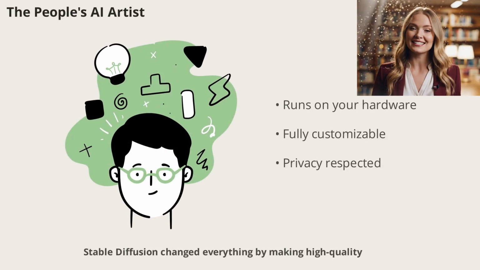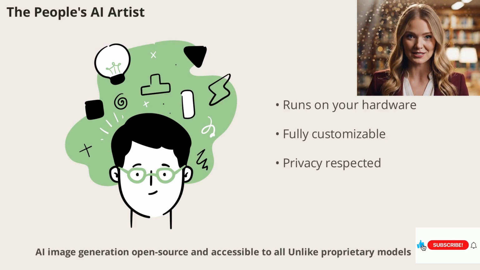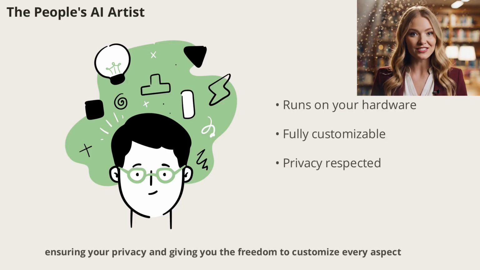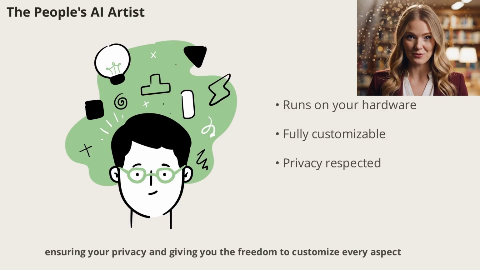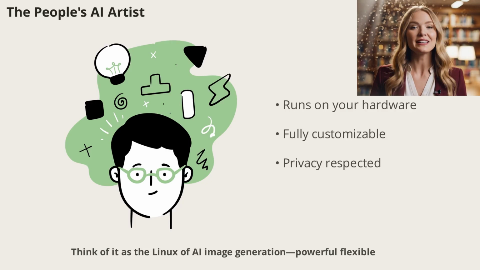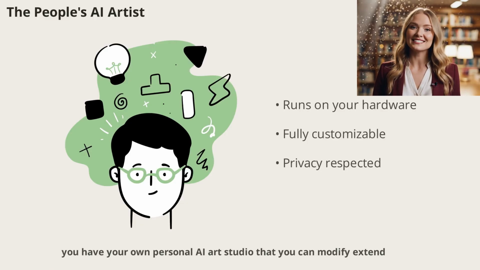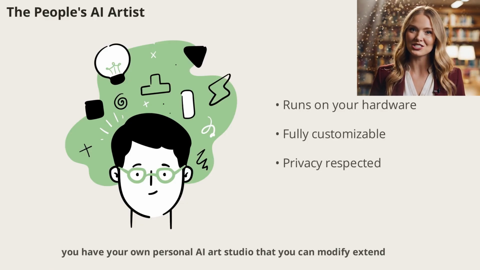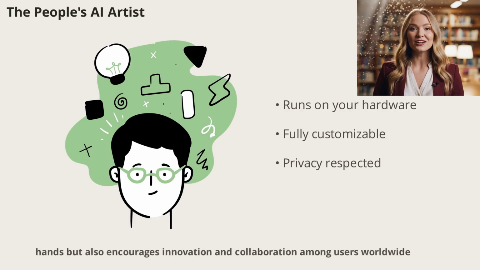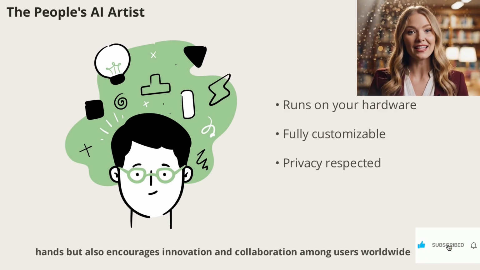Stable Diffusion changed everything by making high-quality AI image generation open source and accessible to all. Unlike proprietary models, it runs directly on your own hardware, ensuring your privacy and giving you the freedom to customize every aspect. Think of it as the Linux of AI image generation: powerful, flexible, and driven by a passionate community. With Stable Diffusion, you have your own personal AI art studio that you can modify, extend, and truly make your own. This approach not only puts creative power in your hands, but also encourages innovation and collaboration among users worldwide.